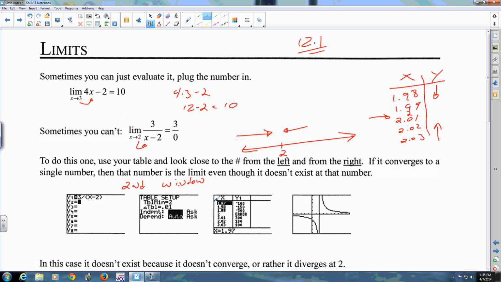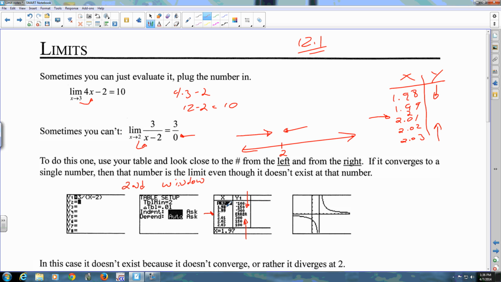So that's what happened here. I told it to do that. I tell it to display it. And at 2, there's an error, which is what we got right here. Are you converging? Are you getting closer and closer to the same number as you come at it from the right and from the left?